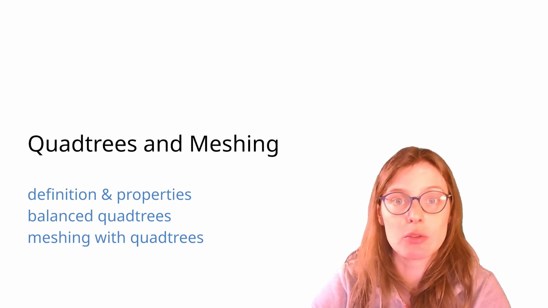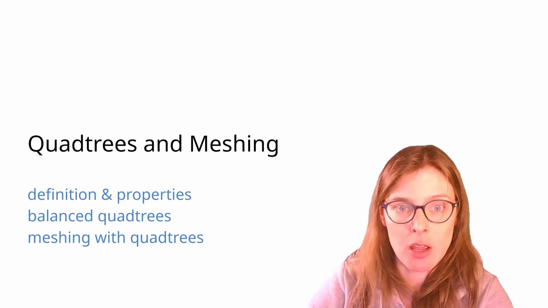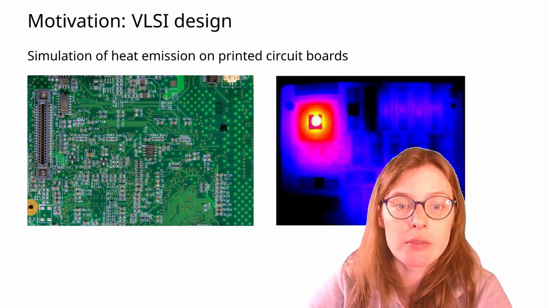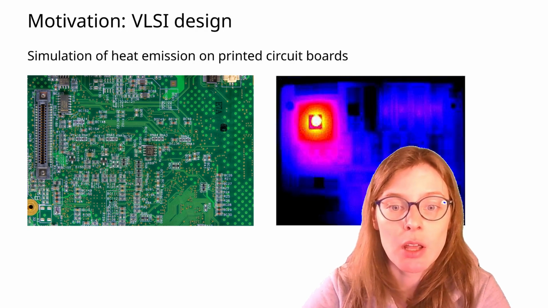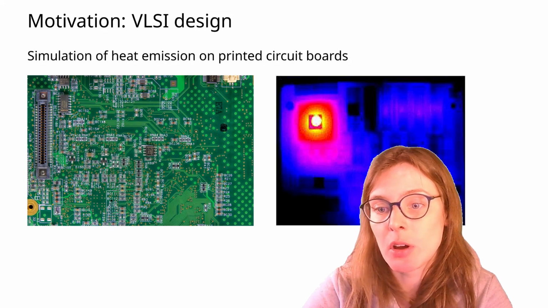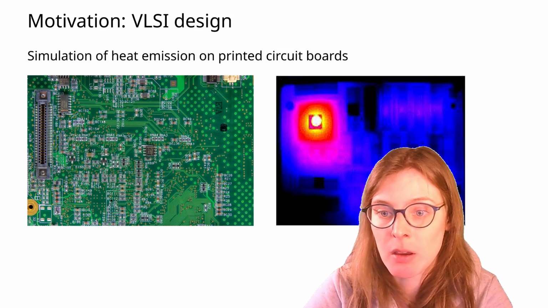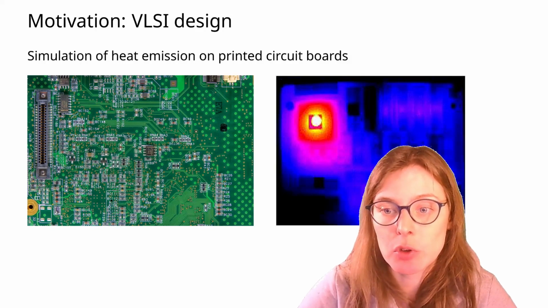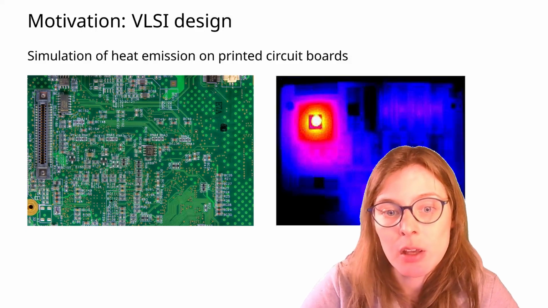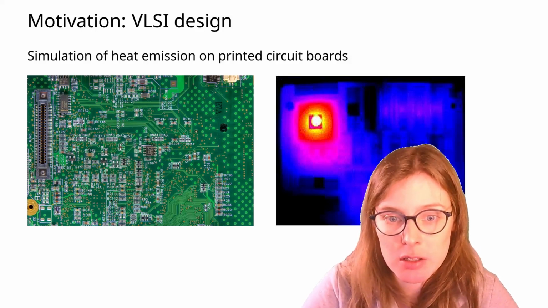Today we'll talk about a new data structure called Quadtrees and its application to meshing. Let's start as usual with an application. Here we have an image of a circuit board and the distribution of heat emission when this board is under stress. From an engineering point of view, it would be very useful to simulate such a heat emission map given a design of a circuit board before actually producing it.